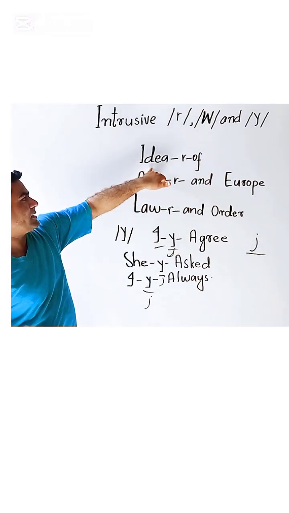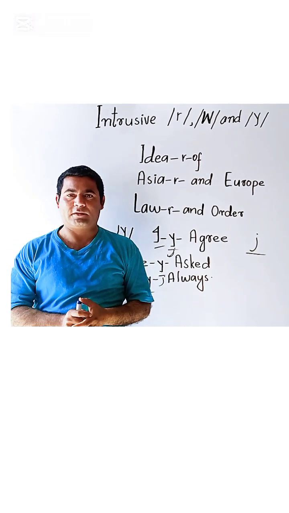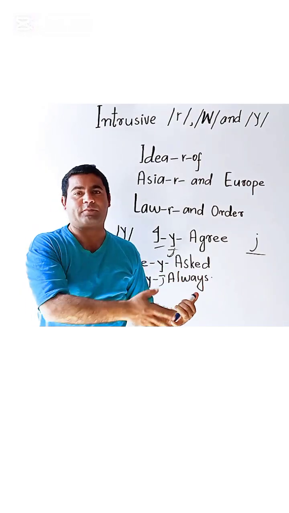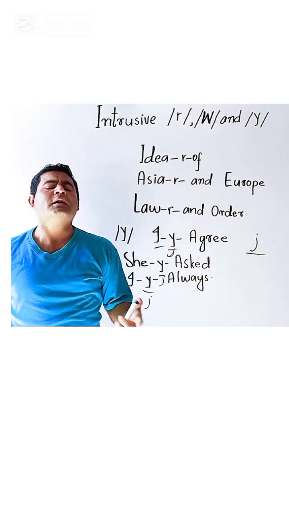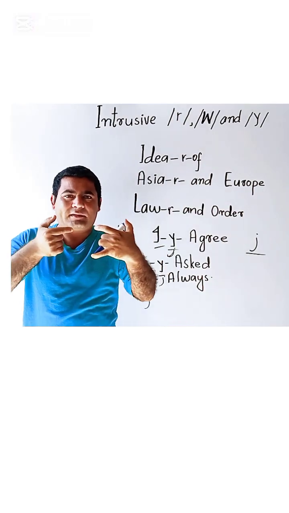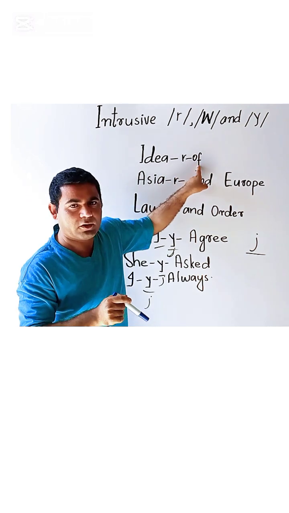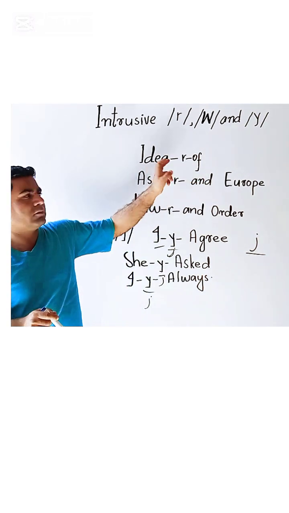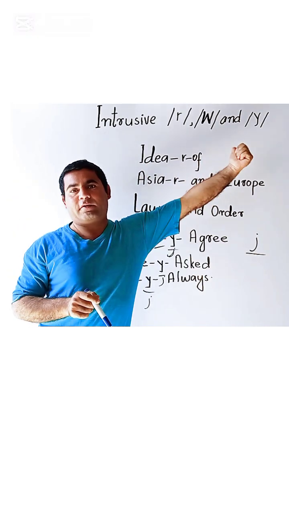Just take a look at this example. If you say "idea of," you can say it faster. Try to say it faster. It's a good idea of solving the problem. If you say that with me, you will feel that there is a gap when you go from "idea" to "of." When you bring the r sound, you will smoothly say, it's a good idea of solving the problem.